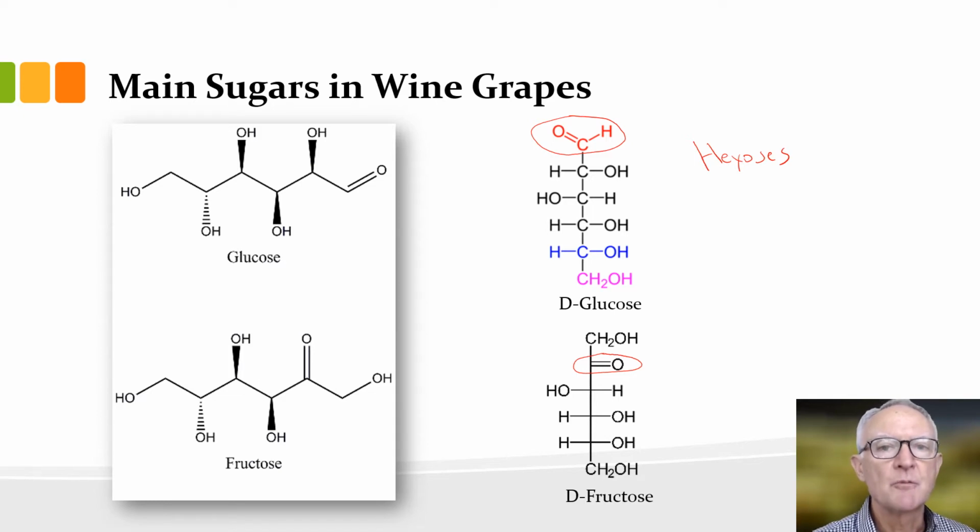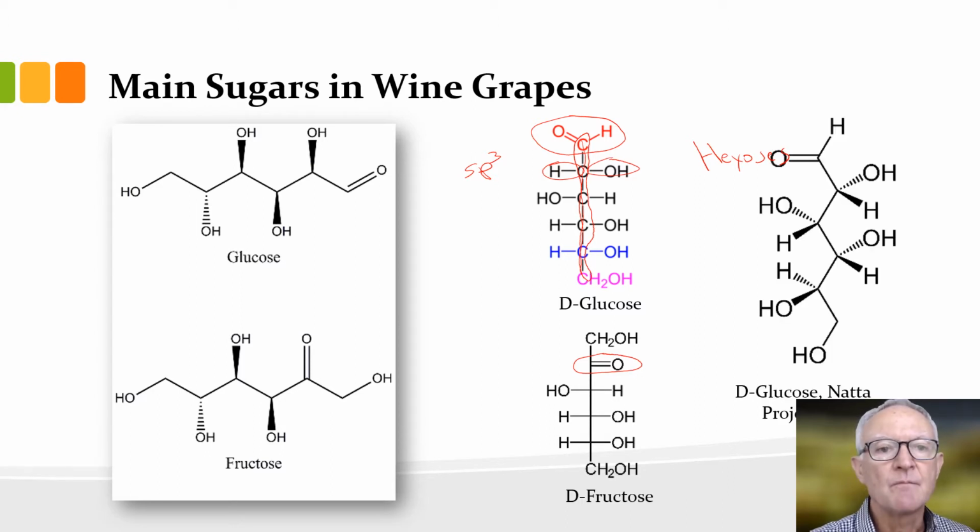Remember in the Fisher projections that all of the horizontal lines are coming out at you. Okay? But also don't get confused, because remember that each of these carbons is sp3 hybridized, and so the geometry around those carbons is tetrahedral. So it's not like you're looking at a straight chain of carbons 1 through 6, but actually they bend around because each of the carbons is tetrahedral.